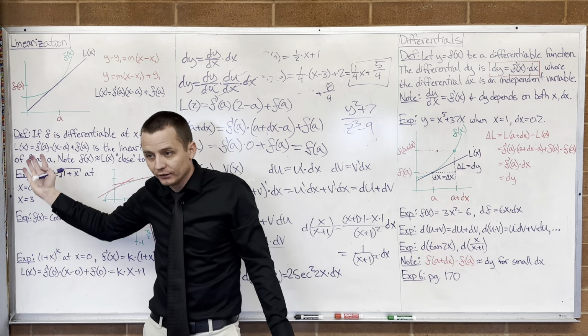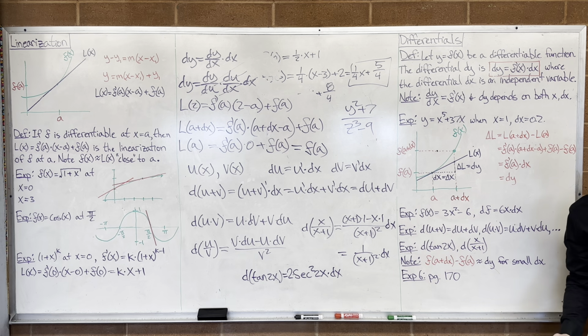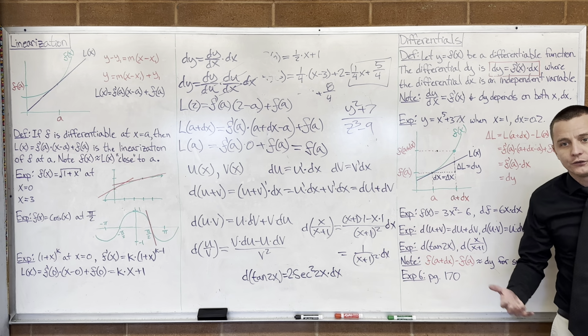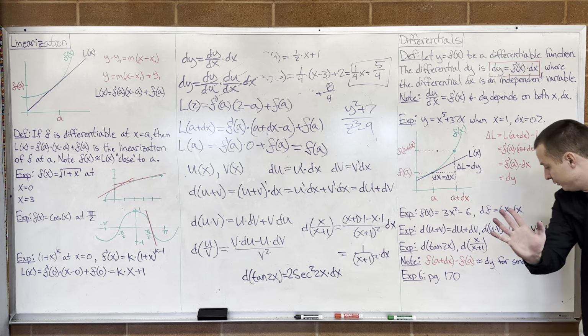Small is ambiguous. You have to pick some distance, and it's going to give you some error. And we'll do an example where we get some error. So we'll get to an example.